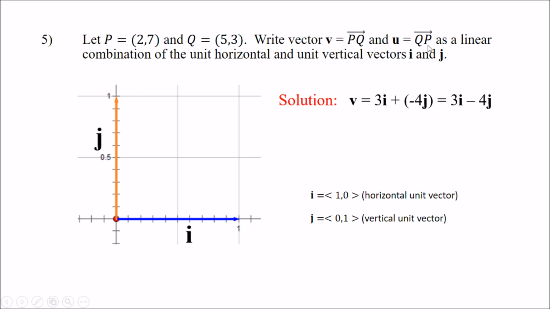Now vector U is QP. If I start at Q and go back to P, my horizontal went from 5 to 2, so it decreased 3. And my vertical went from 3 to 7, so I increased 4. So vector U is negative 3i plus 4j.